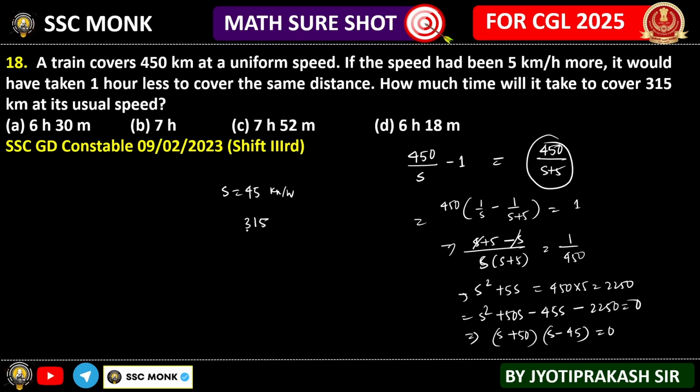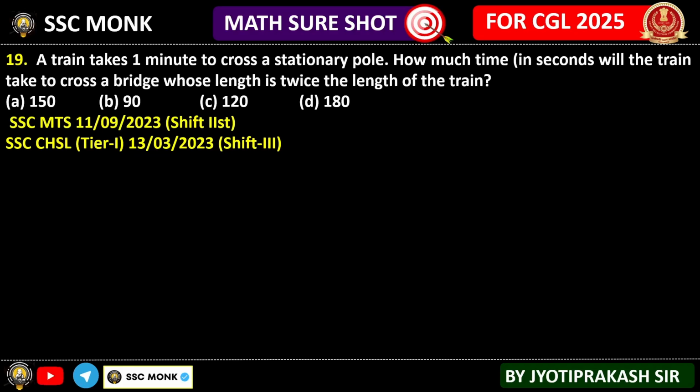So usual speed 45, 315 by 45 is equal to 5 9s are 45, 5 6s are 30, 5 3s are 15, 9 7s are 63. So in how much time will it travel? In 7 hours it will travel. As simple as that. Next, a train takes 1 minute to cross a stationary pole.